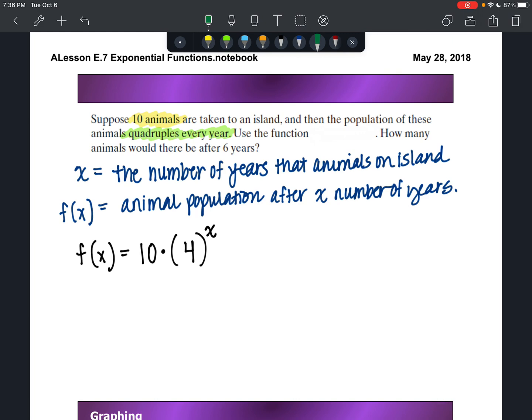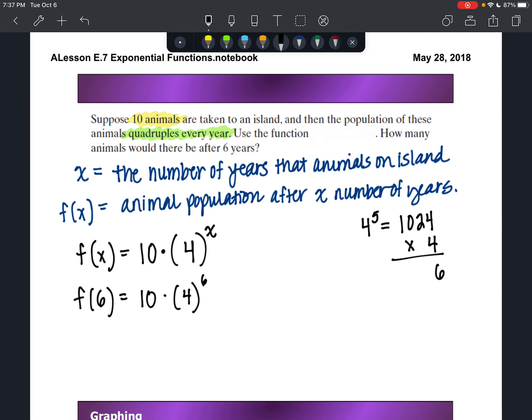We want to find f of 6. So we put a 6 in for x, 4 to the 6th power. Well, 4 to the 5th power, I know from my exponent quizzes, that is 1024. And then I need to multiply that by one more 4. That would be the 6th 4, right? So 4096. So 10 times 4096, that's going to be 40,960 animals after 6 years.